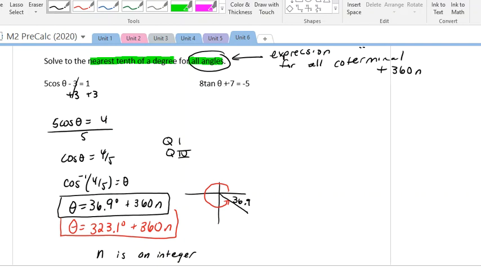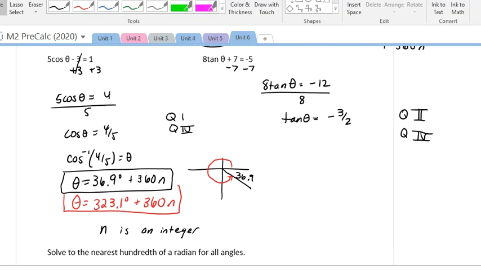So let's see. This one we're going to subtract 7, so we get 8 tangent theta is equal to negative 12. Divide by 8. Tangent theta is negative 12/8 or 3/2. Now, tangent equaling a negative is going to happen in two quadrants. It's going to happen in quadrant 2 and quadrant 4.